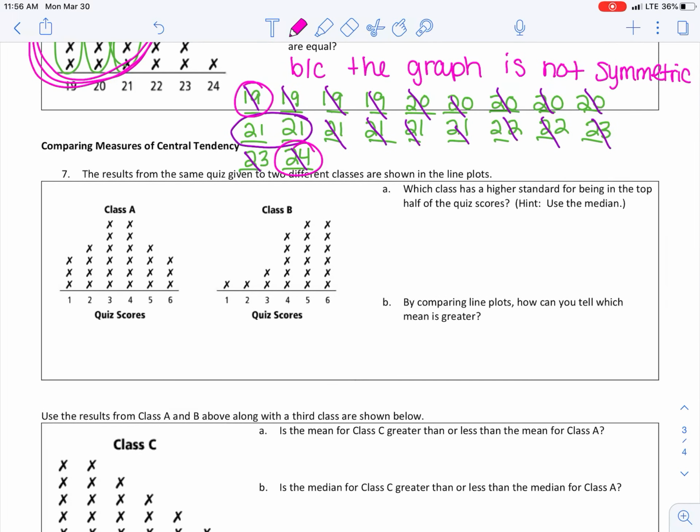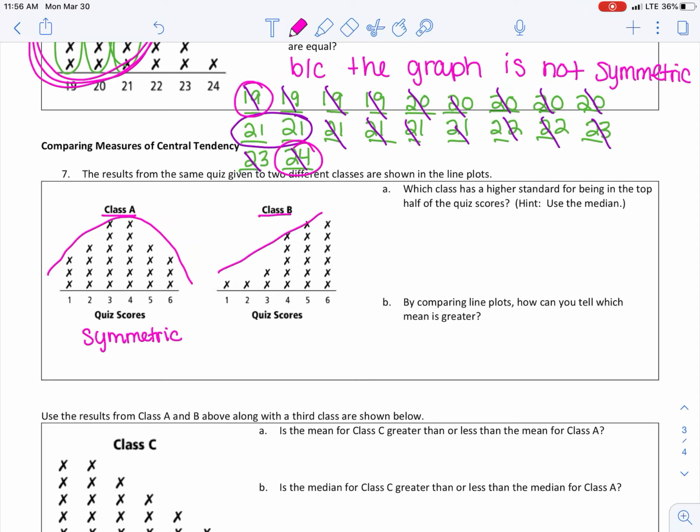Okay, number 7. It says the results from the same quiz given to 2 different classes are shown below. So this is our class A. This is our class B. Okay, so which class has a higher standard for being in the top half of the quiz scores? So it says use the median. So if we're just looking at these graphs, I don't want to do any calculations and I'm just looking at this graph. We should know that the mean and the median are going to be the same for class A. The reason is because this is a symmetric graph.